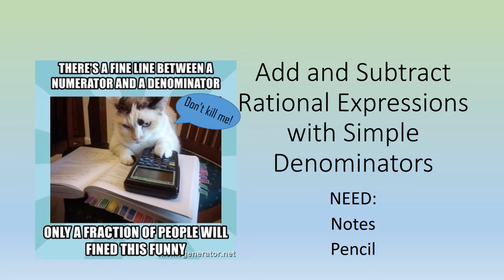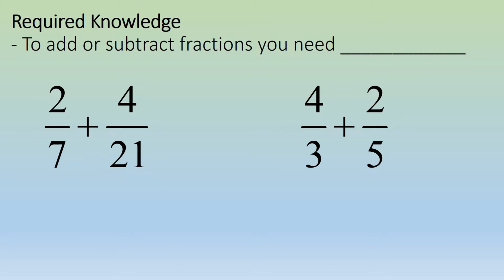So our goal is to add and subtract fractions when they don't have the same denominator. We're going to have to figure out what to do in that situation. Like always, you're going to need your notes, pencil, calculator if you so wish, etc. So our required knowledge before we even start is to know that in order to add or subtract fractions, remember rational expressions are basically fractions, you need common denominators. We've already done adding and subtracting when the problem has given us common denominators, but now our goal is to have to create common denominators.